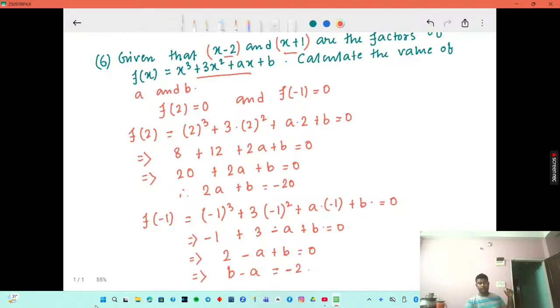So from here we can see that we have got two equations, that is 2a plus b is equal to minus 20 and b minus a is equal to minus 2. Now we will solve these two equations to get the values of a and b.